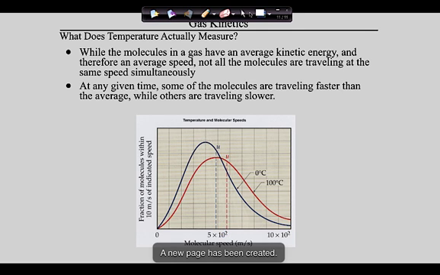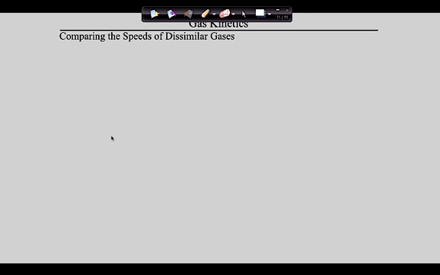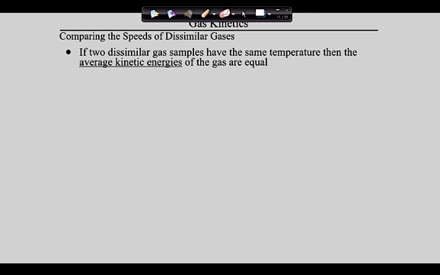Okay, so now guys, and Brandon, this is where your brain was going, we are going to talk about comparing speeds. So now we're going to look at two different gases. We understand that within any particular sample of a gas, the molecules are moving at different speeds. But what now if we've got two different gases? What will be true of their average speeds? And guys, it goes like this, and you probably want to get this in your notes. If we have two dissimilar gases and they have the same temperature, they have the same average kinetic energy. Guys, make sure you can sign off on that. That's important.